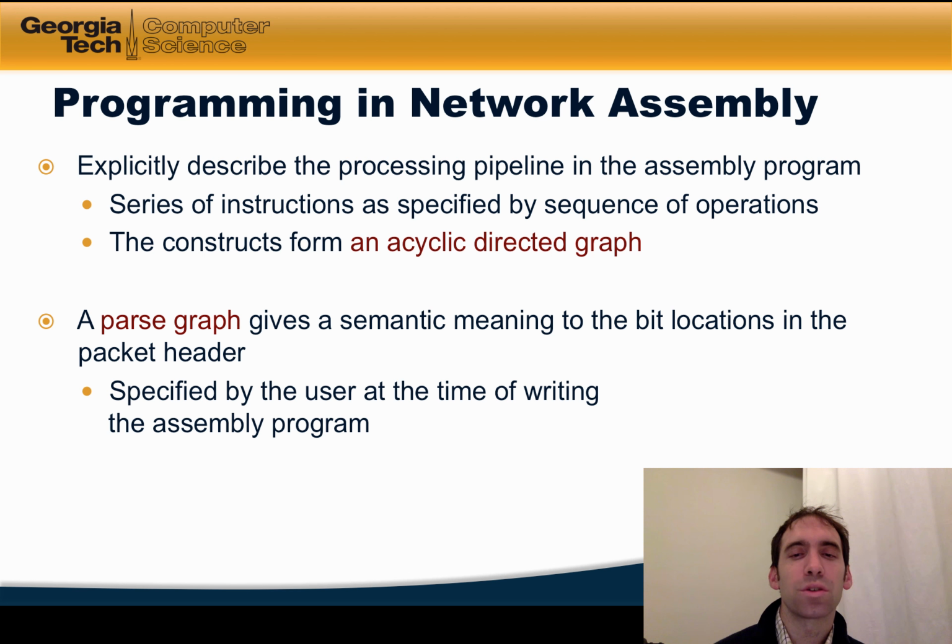Programming in network assembly entails explicitly describing the processing pipeline in the assembly program, specified as a series of instructions or a sequence of operations that form an acyclic directed graph. A parse graph also gives semantic meaning to the bit locations in the packet header. This parse graph is specified by the user at the time of writing the assembly program.